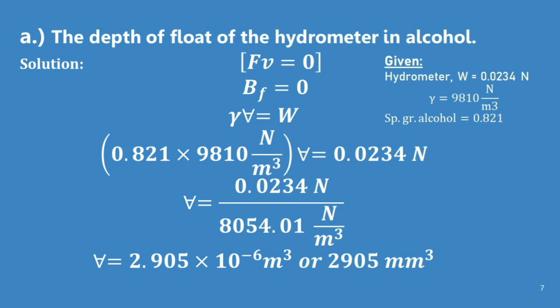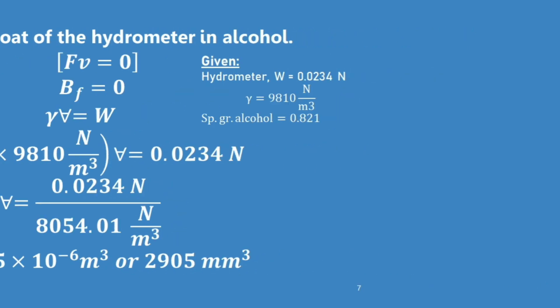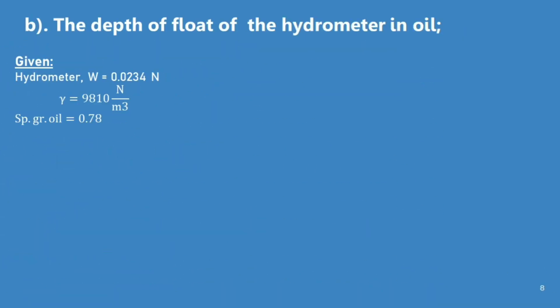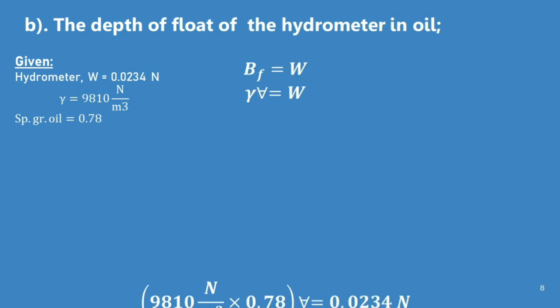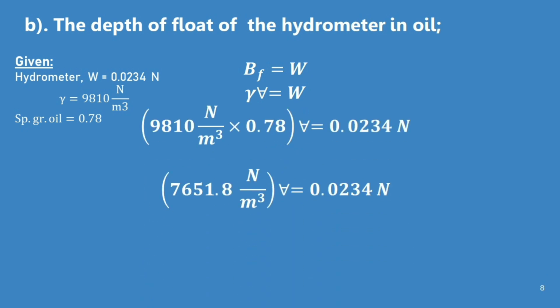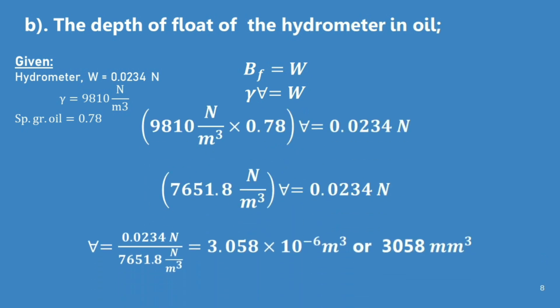Next, we are given the following, and we are now going to find the depth of float of the hydrometer in oil. Again, using the buoyancy force formula and substituting all these given to the formula, we now acquire the volume displaced of the hydrometer in oil, that is 3,058 cubic millimeters.